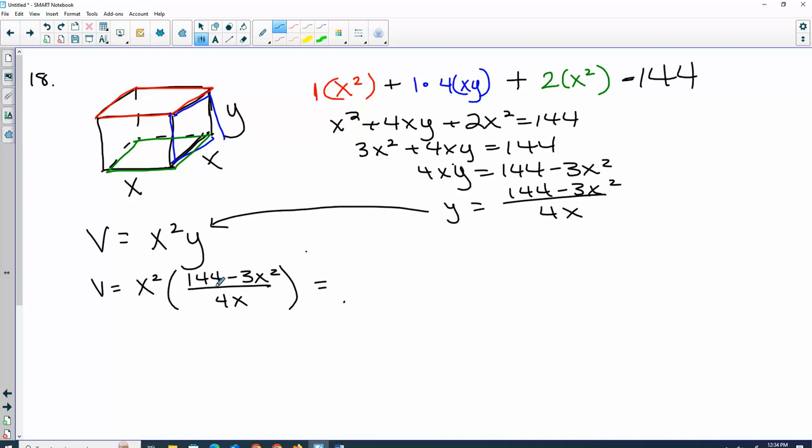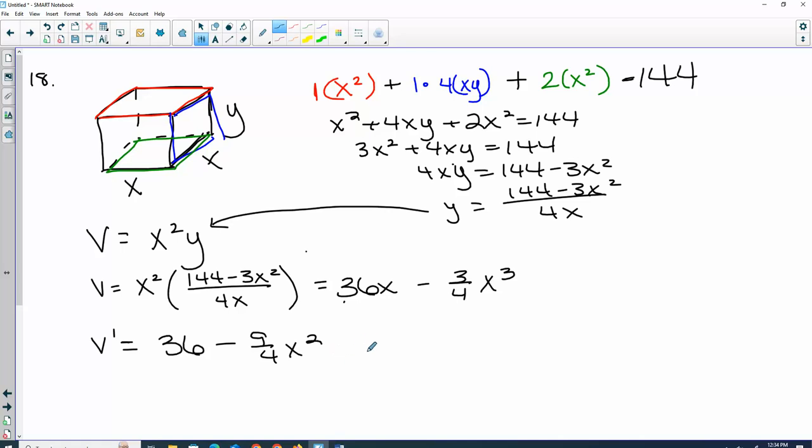144 divided by 4 is 36. X squared over x would be x, so we get 36x. Minus 3 over 4, x to the fourth over x would be x cubed. So there is my volume. Max or min says derivative. Okay, so derivative of V would just be V prime. Derivative of 36x would be 36. Minus here, the 3 comes down, so 9/4 x squared.